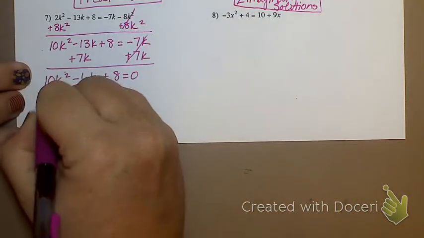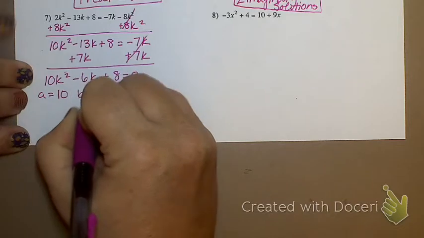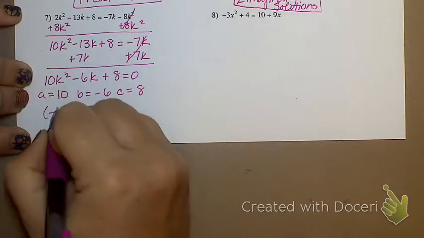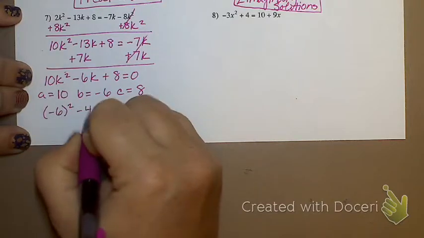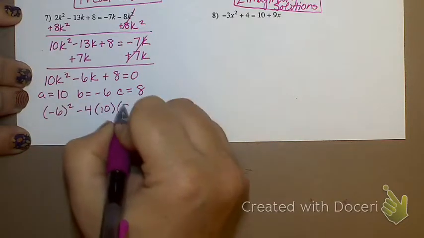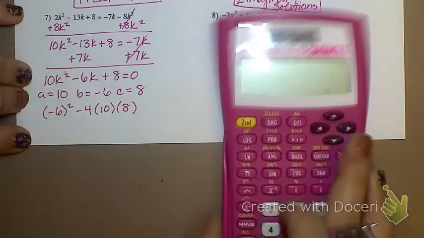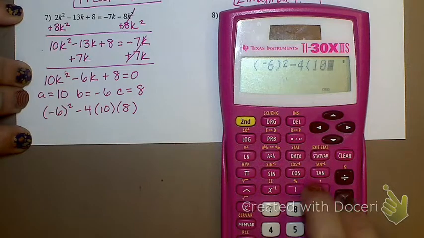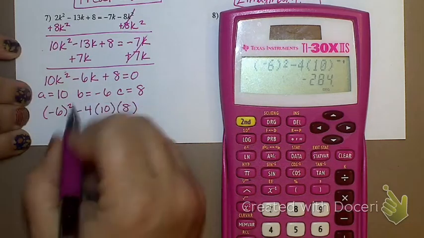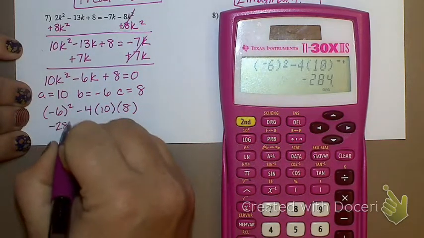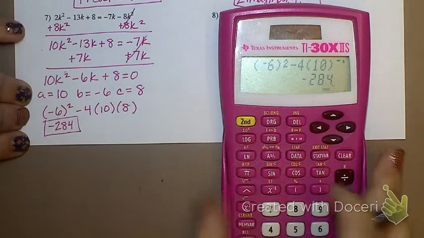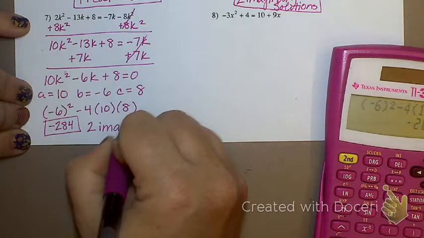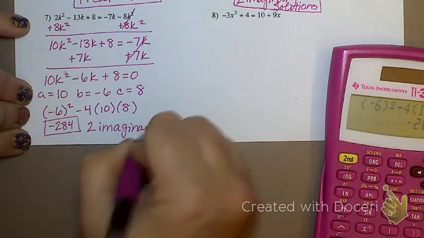All right, A is 10, B is negative 6, C is 8. So negative 6 squared minus 4 times 10 times 8. The value of my discriminant is negative 284. What does that tell me about the number and type of solutions? 2 imaginary solutions.